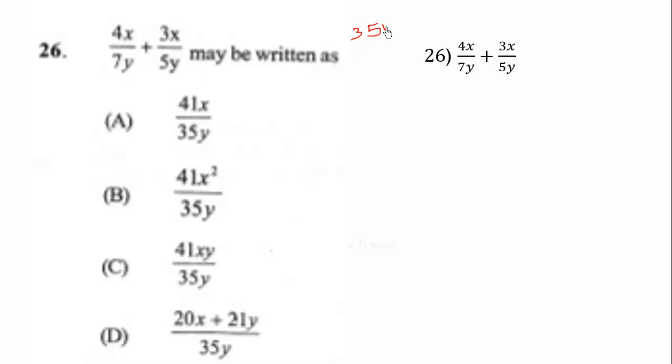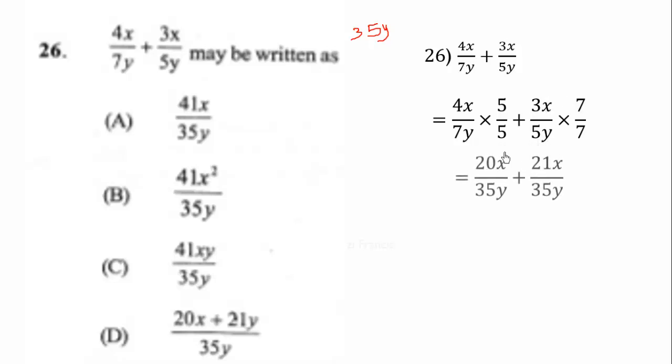35y. So now we need to make the denominator 35y so that all will be the same and we can easily add the numerators. So we might have to multiply this by 5 and also this by 5 so that we don't change the expression. Then this by 7 and this by 7 so that we don't change the expression. So this will give us 20x over 35y.